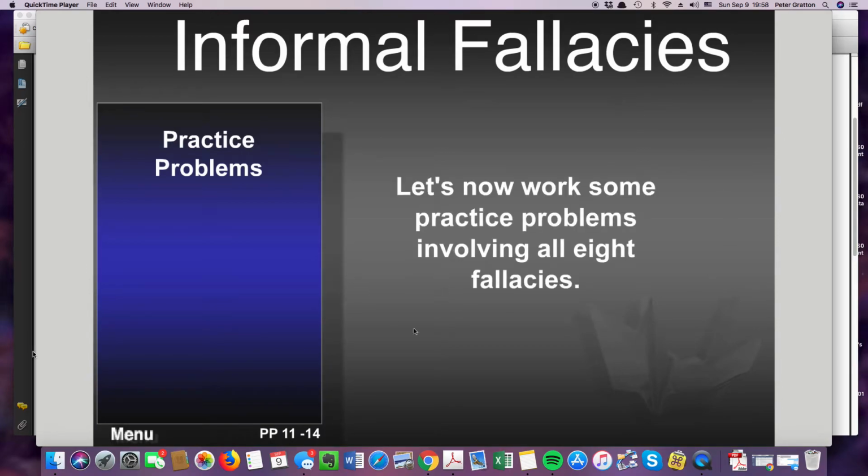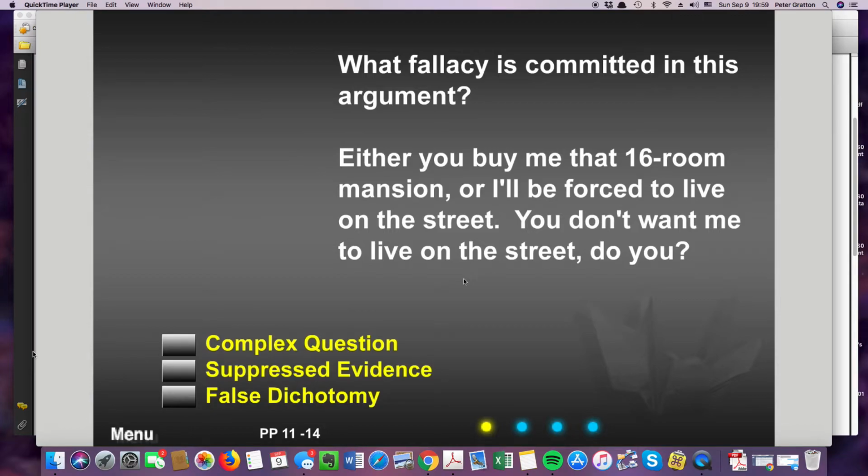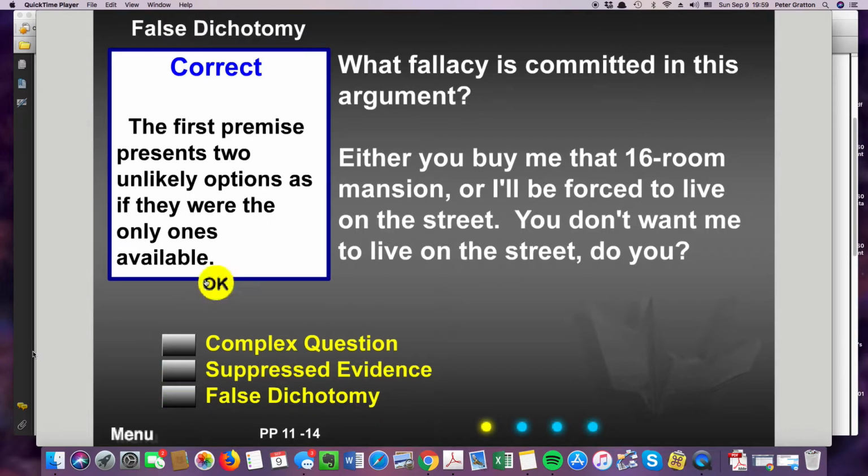So now let's look at all 8 of our fallacies. Either you buy me that 16-room mansion or I'll be forced to live on the street. You don't want me to live on the street, do you? Okay, clearly we got the either or. So we have the possibility of false dichotomy. Well, we don't see, if you're a good test taker, any no fallacy, but there are other options here. We could buy this person a relatively modest house. They don't have to live on the street, right? So it's a false choice, false dichotomy, right?